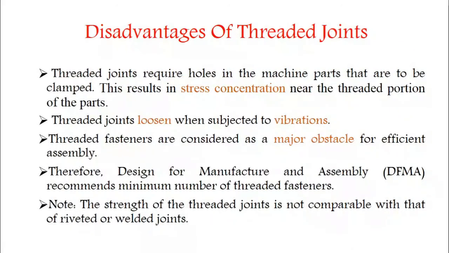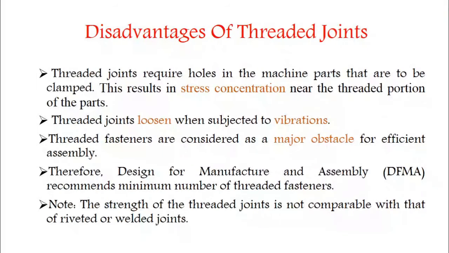Disadvantages of threaded joints. Threaded joints require holes in the machine parts that are to be clamped. This results in stress concentration near the threaded portion of the parts. Such areas are prone to fatigue failure. Threaded joints loosen when subjected to vibration. Because of the vibration, the threaded joints can be loosened.